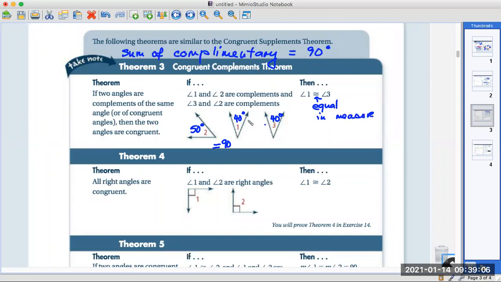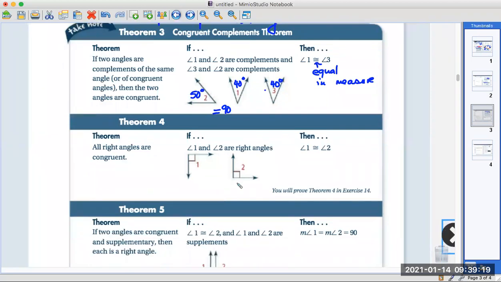So notice they are, right? If any number I choose, it'll always work out that these 2 must be equal if these 2 are complements and these 2 are complements. Okay? And then we have right angles.